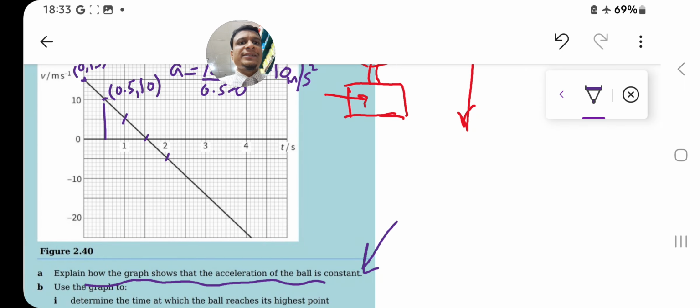Now the second part says: determine the time at which the ball reaches the highest point.